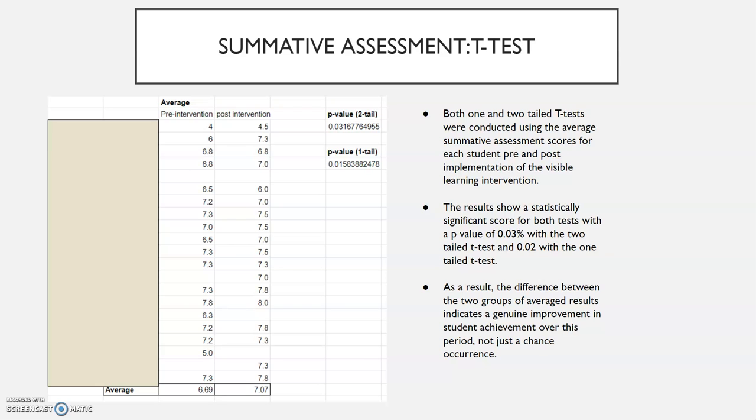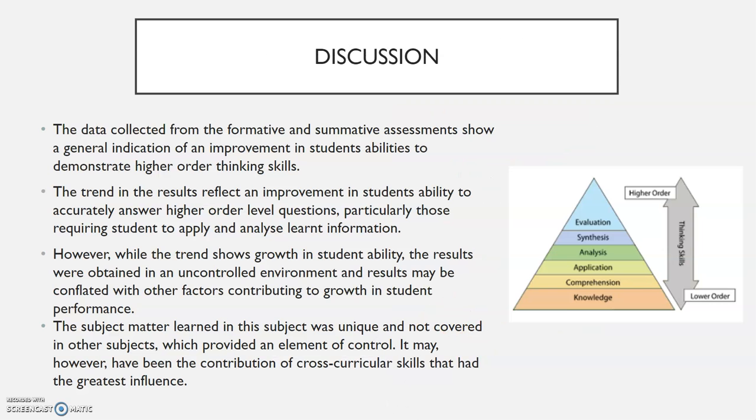Both one and two-tailed t-tests were conducted using the average summative assessment scores for each student pre and post implementation of visible learning strategies. The results show a statistically significant score for both tests, with a p-value of 0.03% with the two-tailed t-test and 0.02% with the one-tailed t-test. As a result, the difference between the two groups of averaged results indicates a genuine improvement in student achievement over this period, which is unlikely to have occurred just by chance.